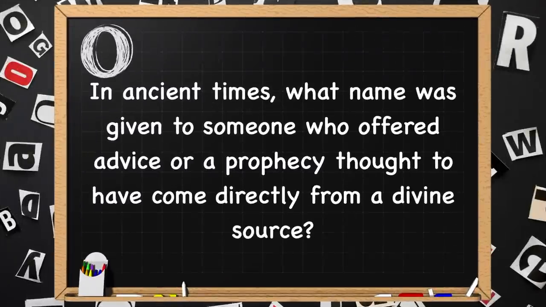Beginning with O, in ancient times, what name was given to someone who offered advice or a prophecy thought to have come directly from a divine source? That was an oracle.